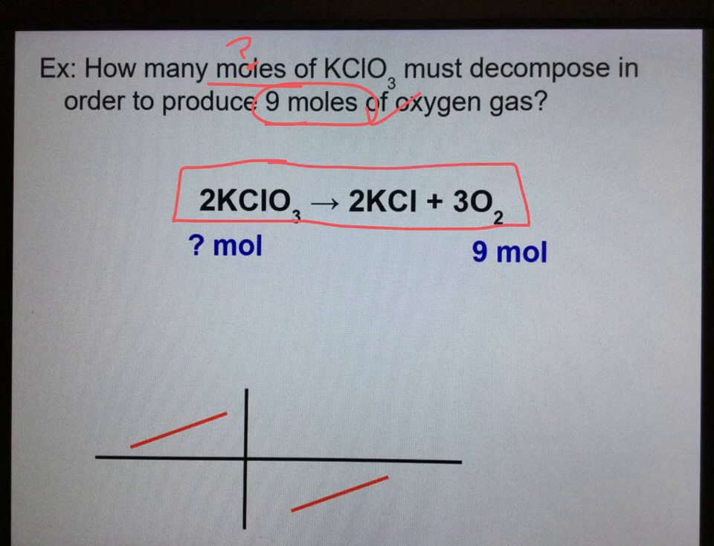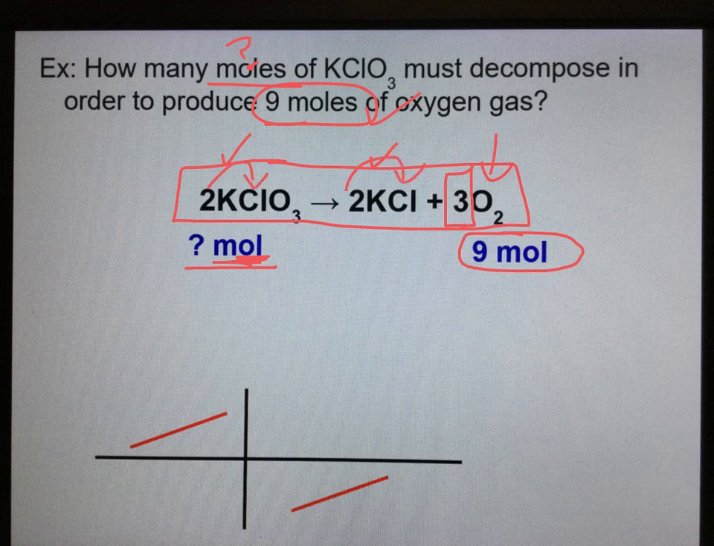Okay, so I like to label my equation. I put a little question mark on what I'm looking for, and I'm looking for moles. That way I know where to stop. Then I always write what my given is. I have 9 moles of oxygen gas. These coefficients are what I'm going to be using. So I need to make sure that this equation is balanced. I have 2 potassium, I have 2 potassium. I have 2 chlorine, I have 2 chlorine. I have 2 times 3, I have 6 oxygen, and 2 times 3 is 6 oxygen. Yep, it's balanced.